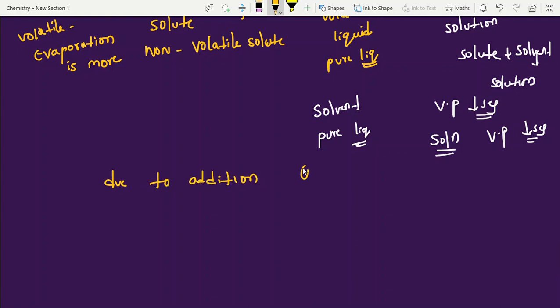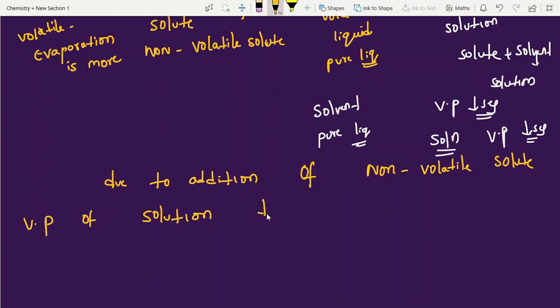Due to addition of non-volatile solute, the vapor pressure of the solution decreases. Clear? That's it. It does not depend on the nature. Irrespective of the nature, if you add more non-volatile solute, there is more depression, more relative lowering of vapor pressure. See, actually we are comparing the solvent and the solution, no? That is why we call it relative lowering. We are expressing the relative lowering of vapor pressure.